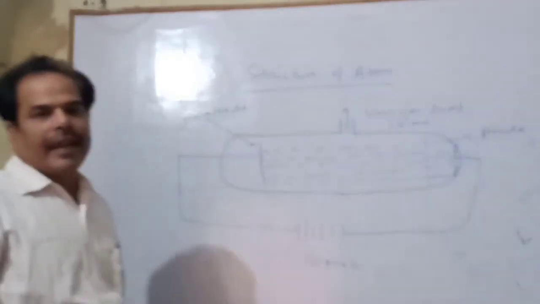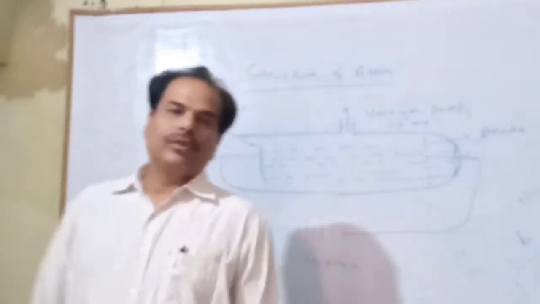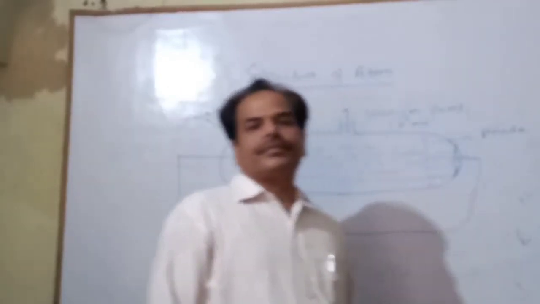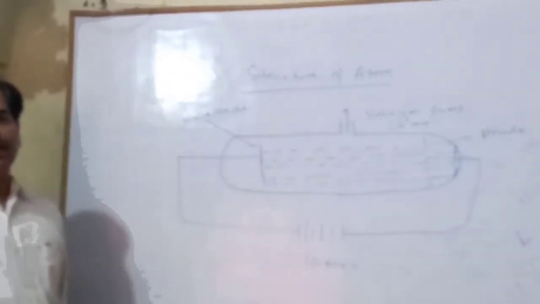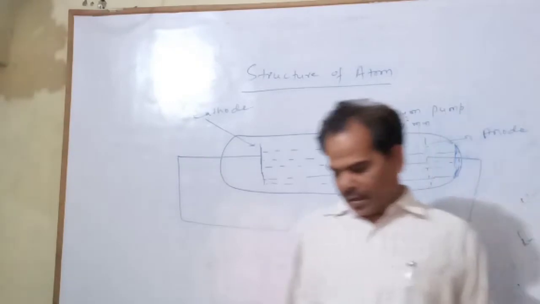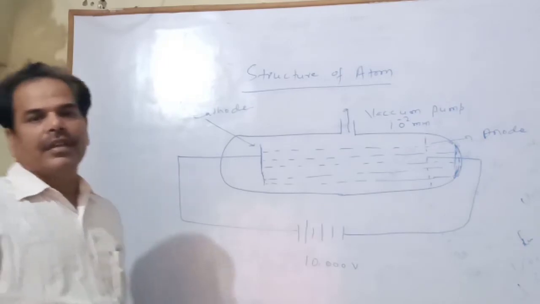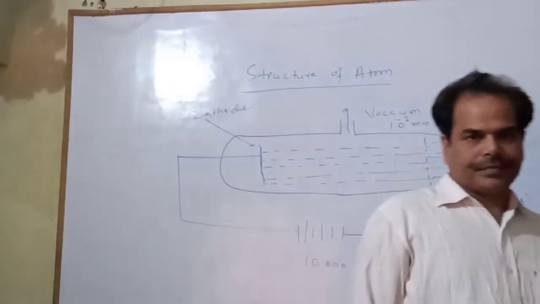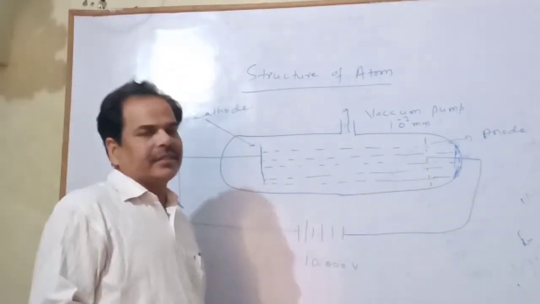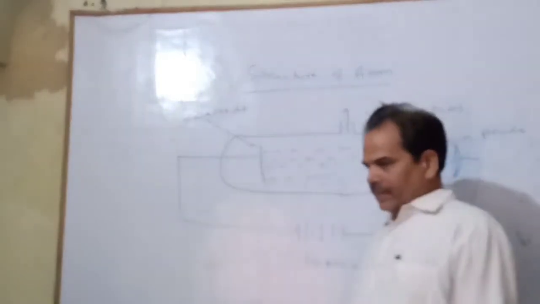When electric field is applied, cathode rays move towards the positively charged anode. This verifies that cathode rays have negatively charged character. Next, cathode rays are made up of small particles called electrons.